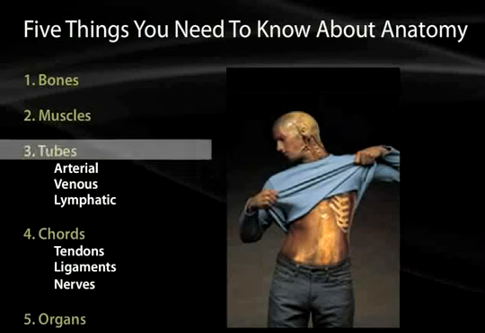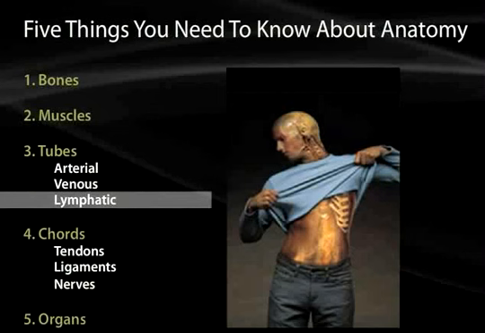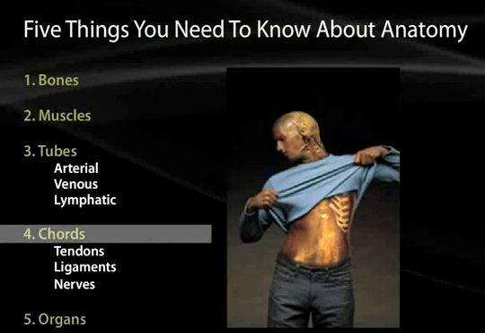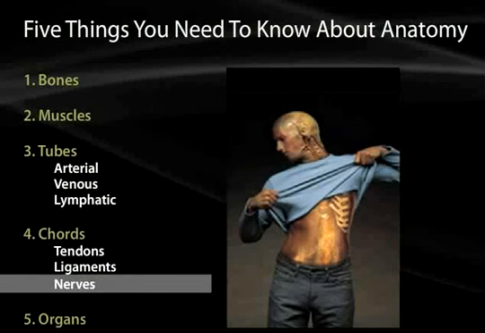So when you think about tubes, they tend to have a lumen, and they can be arterial, venous, or lymphatic. And if you think about cords, those don't have a lumen, and they would be tendon, ligament, and nerves. And predominantly nerves is where you want to spend your focus.